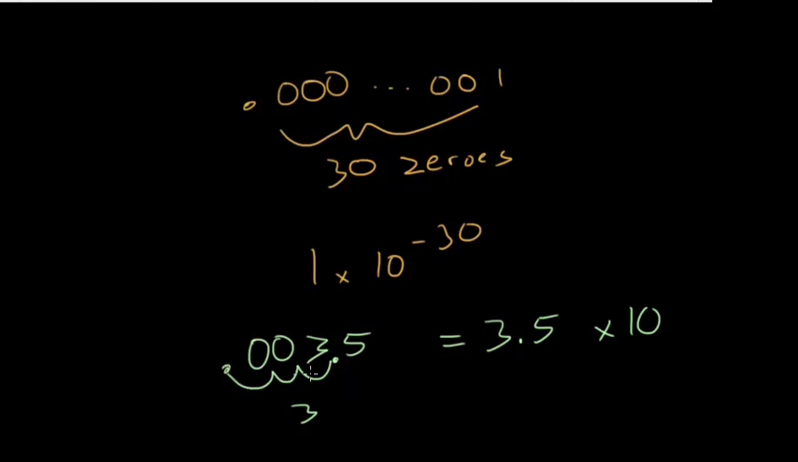And we moved it 3 times to the right, so it would be times 10 to the minus 3. Or in other words, we essentially have 3.5 divided by 1,000, or 3.5 thousandths. So let's go through a few different example problems.